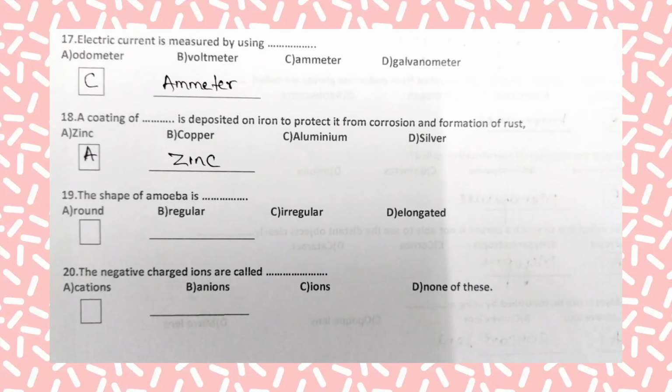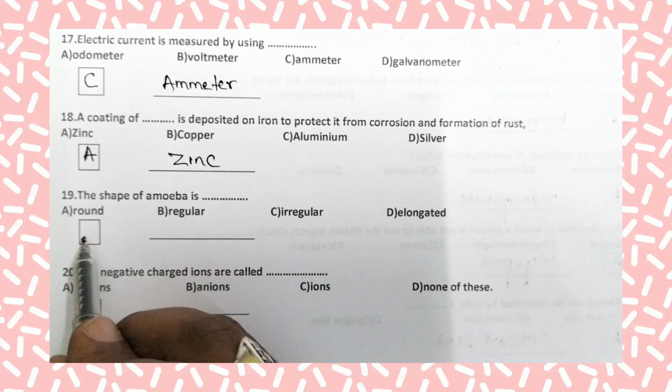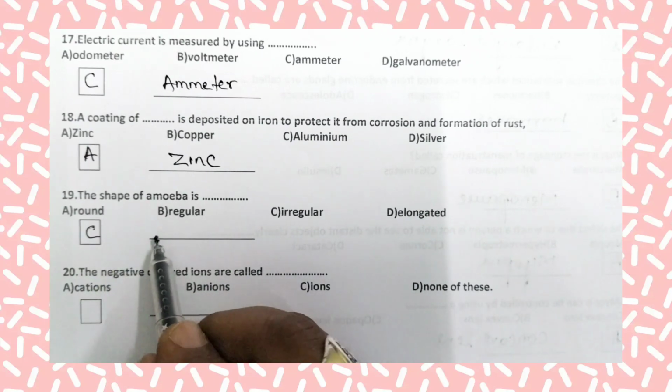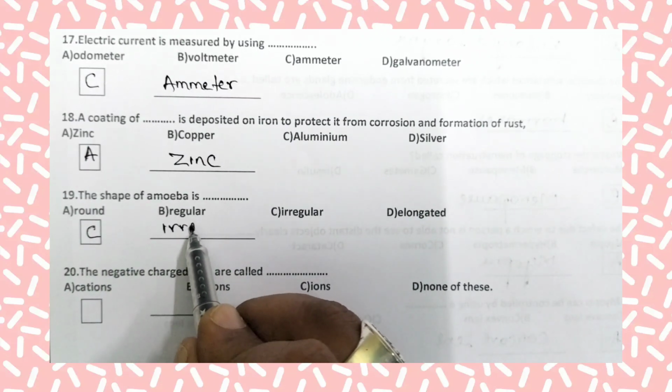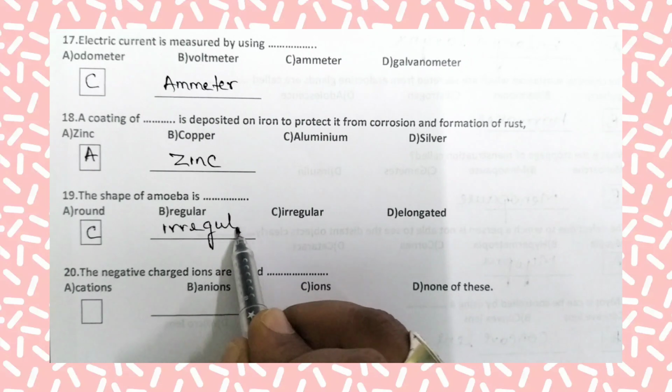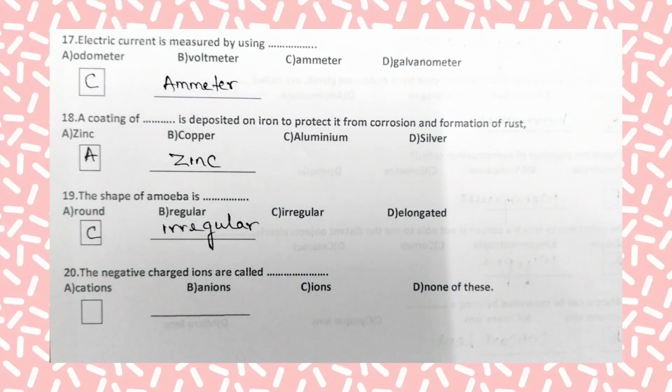Then coming to the 19th question. The shape of an amoeba is round, regular, irregular, elongated. So the right answer is option C. Amoeba doesn't have any fixed shape, that is, it has an irregular shape.